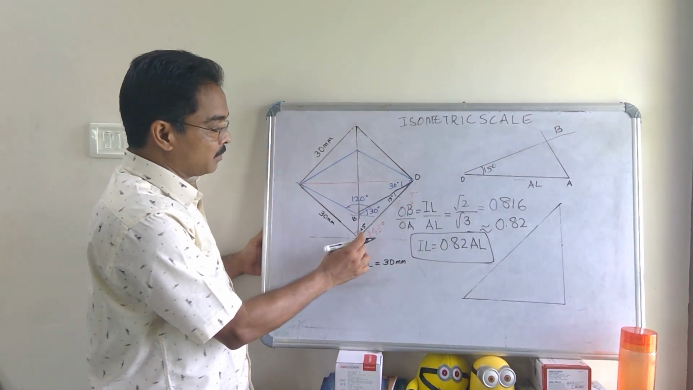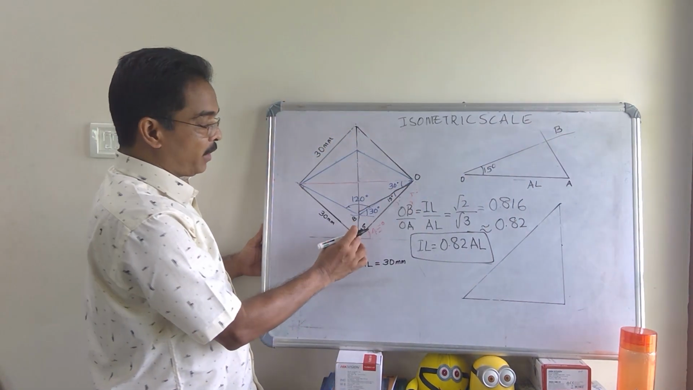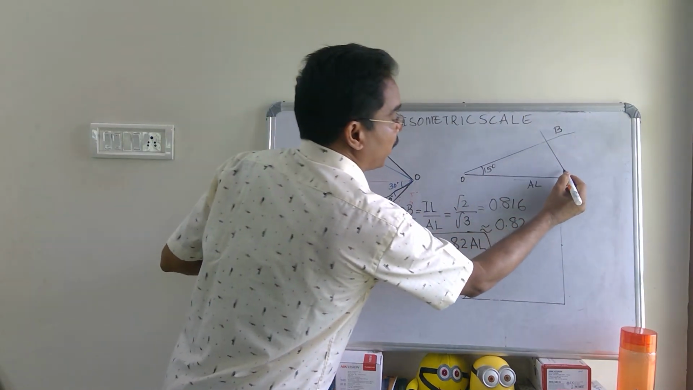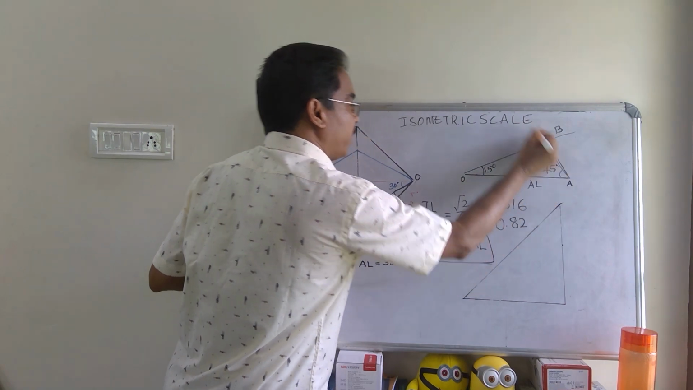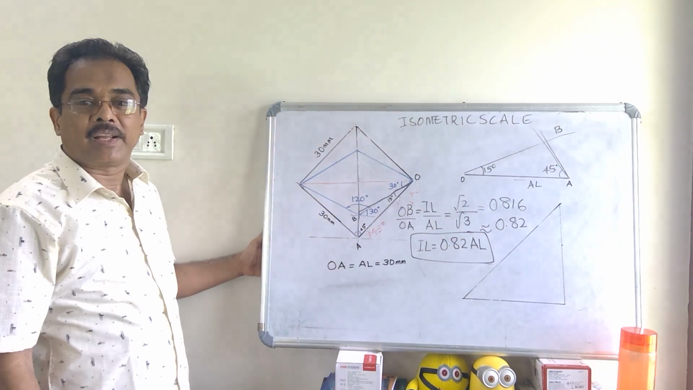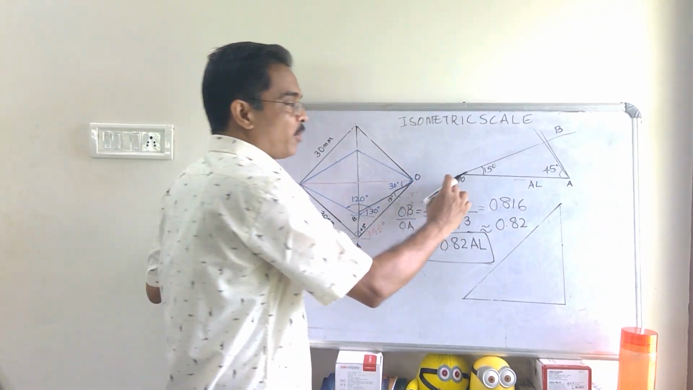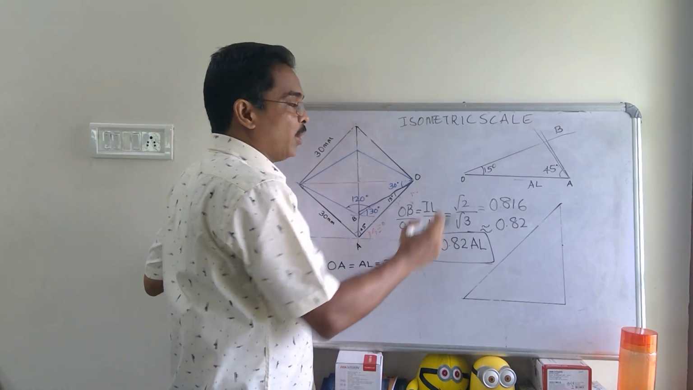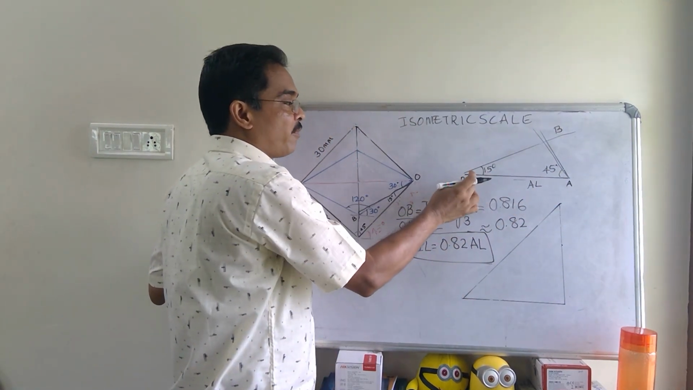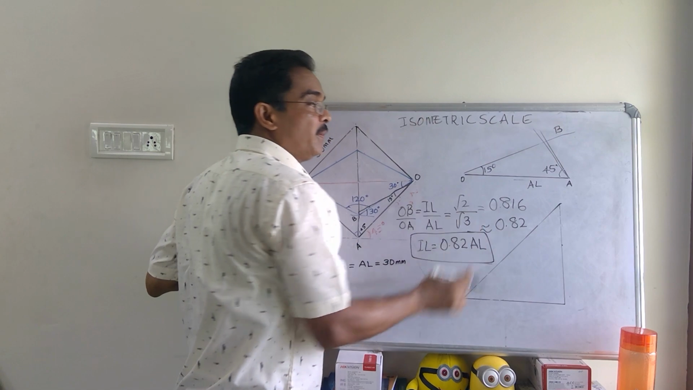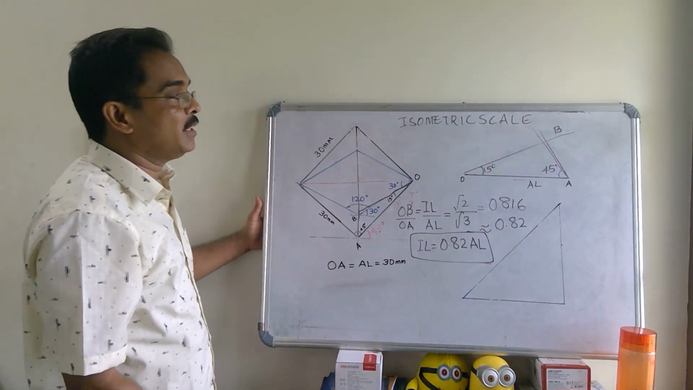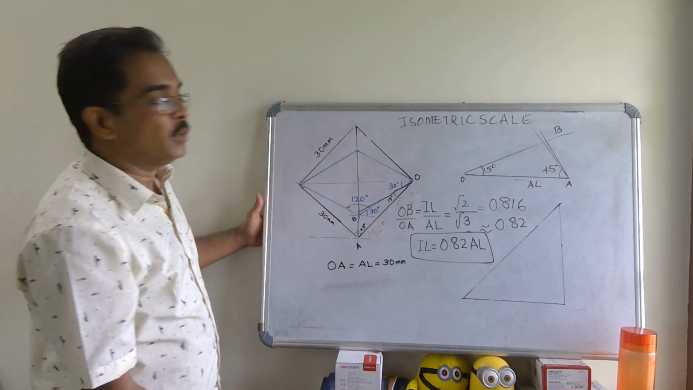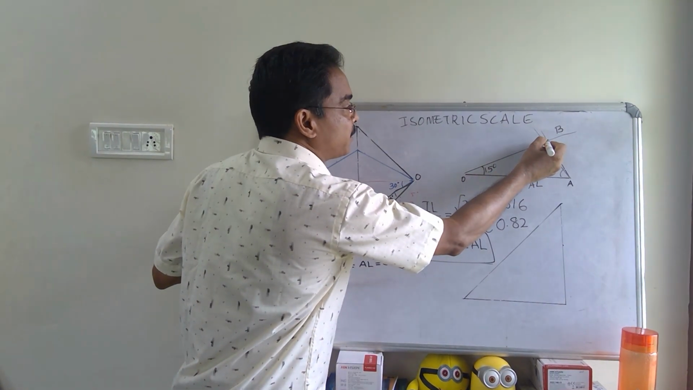What is the angle OAB? It is 45 degrees. So from the end A, I am drawing a 45 degree line. First of all, I draw the actual length, a line OA. Then I draw a 15 degree line OB. From the end A, I am drawing a 45 degree line. So what is this length?